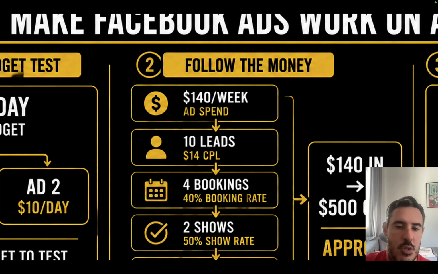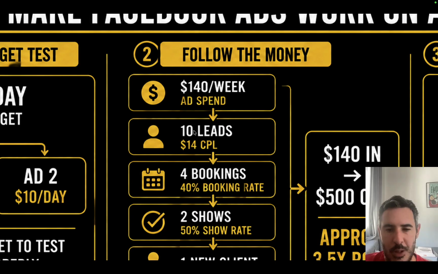So let's say you do that. Over a week, you spend $140 test budget. That's about $20 a day. And then let's say you'd be looking to get probably around 10 leads. That would be a $14 CPL. You might get less than that. You might get more than that. But let's just say that's the average. Typical average lead cost for us is about $8 to $20. So if you're within that range, you're going to be okay.